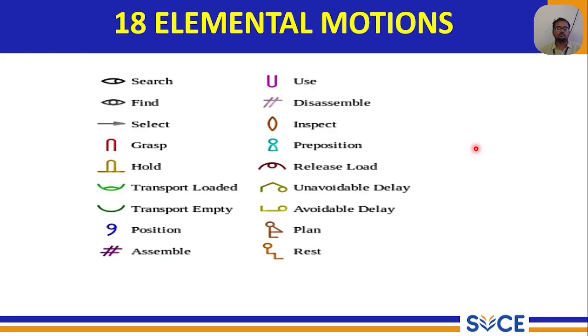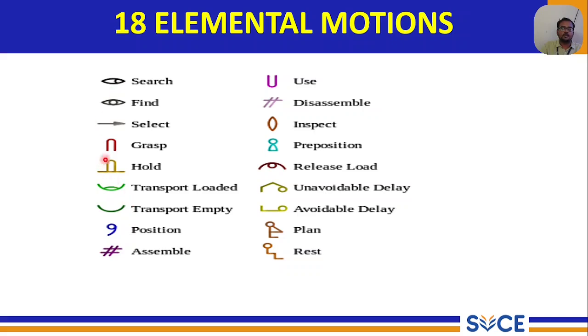The first one is your search, which focuses on your eyeball movement. And once you search for the product or the component, you will find it. Then you will use the symbol of select. If you want to grasp the product, you use the grasp symbol. Then for hold. And the point to be noted here is, everything has a different color code.